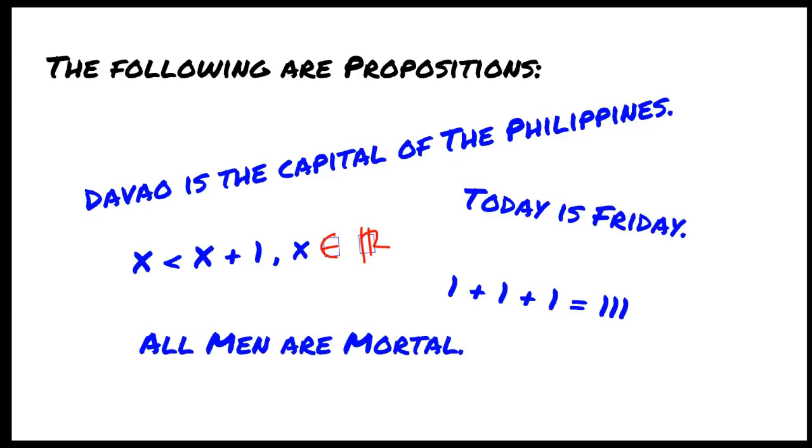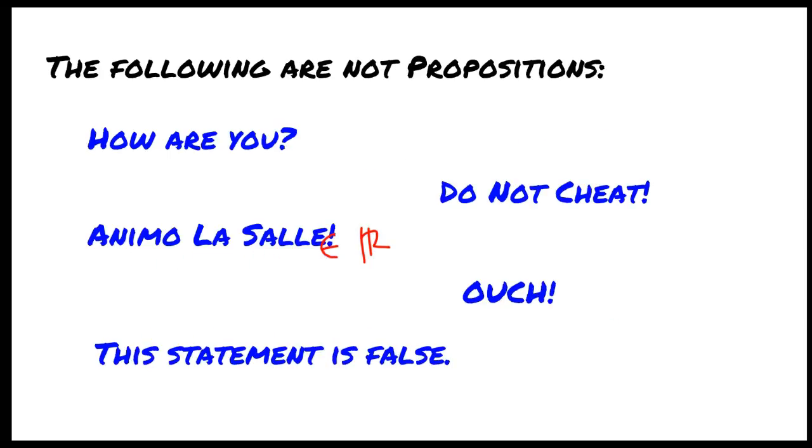So we also have counterexamples like "do not cheat," or "ouch," or "this statement is false," which is vague. "How are you?" is a question, and "ouch" is an interjection, for example.